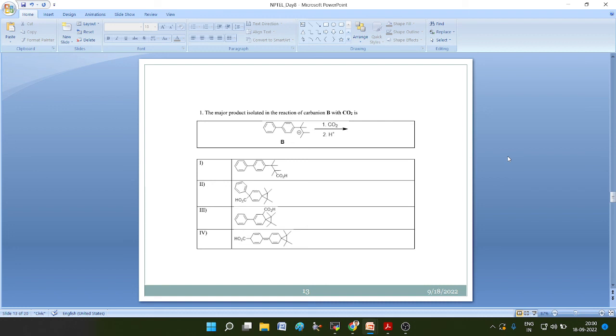The major product isolated in the reaction of carbanion with CO2 is which one? Option 2, sir. Option 2. Yeah, perfect. Right. So you have answered it. So let me discuss this just here. See, this negative charge will attack at this ipso position of the benzene ring. And then this pi electron will come to the para position here, negative charge delocalization, and it will attack the CO2. And then abstract the hydrogen to form this intermediate, which has been trapped.